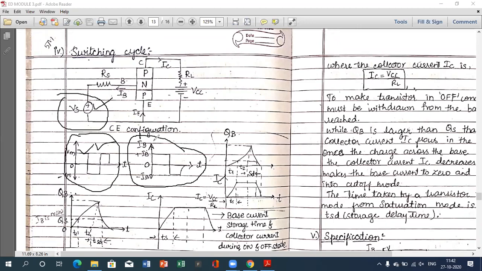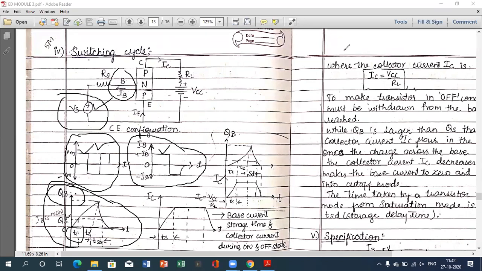Now, this is the waveform for the base current, and the waveform shown here indicates the charge stored across the base of this transistor. Qs is the stored charge at the time T1. T1 is the time where the base charge is stored, that is Qs. As soon as it reaches T1, the base charge increases from Qs to Qb. Qb is the maximum charge reached at the time T1, and the base current is at maximum.